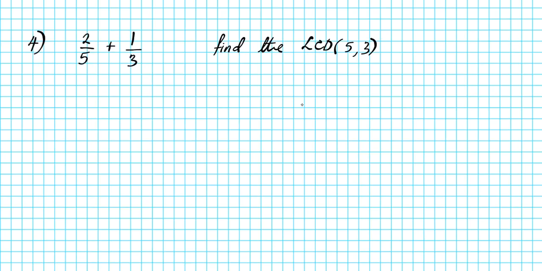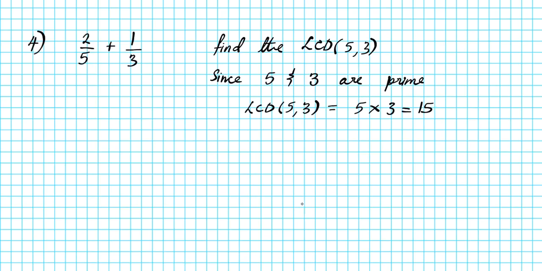Now, one nice neat little shortcut about finding the LCD of prime numbers is that, when finding the LCD, if you have two prime numbers, the LCD is simply the product of the numbers. Okay? So since 5 and 3 are prime, the LCD of 5 and 3 is simply the product of these two prime numbers, 5 times 3, which is 15.